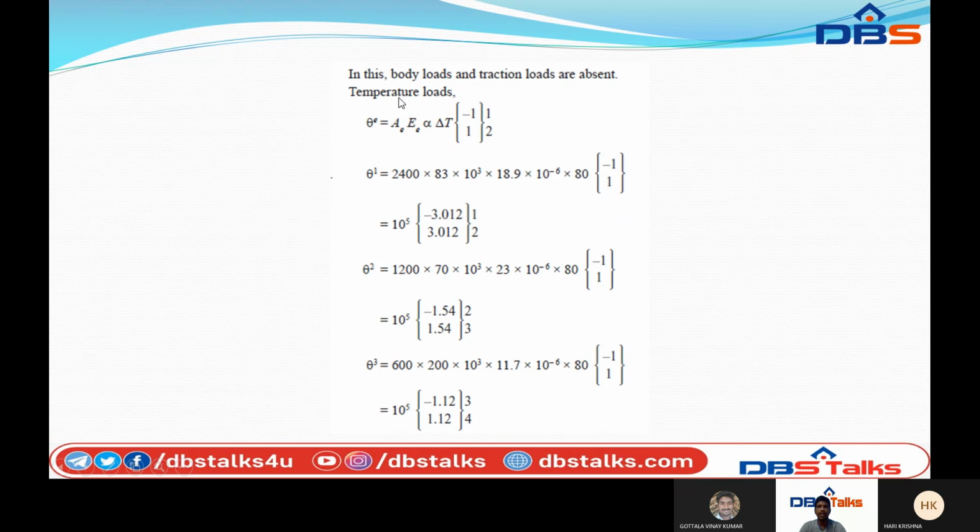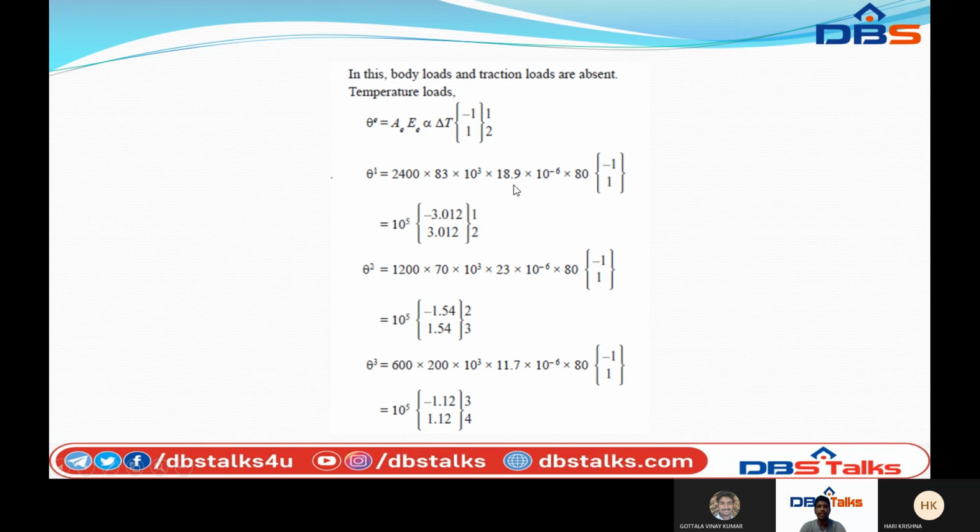For that problem, I'm calculating only temperature loads here. We already know that for calculating temperature vector theta that is equal to A alpha delta T times minus 1, 1. For element 1, the area will be 2400, and Young's modulus 83 into 10 cube.